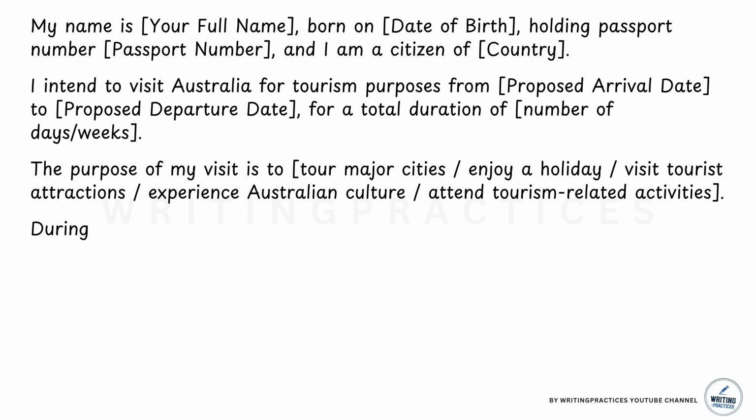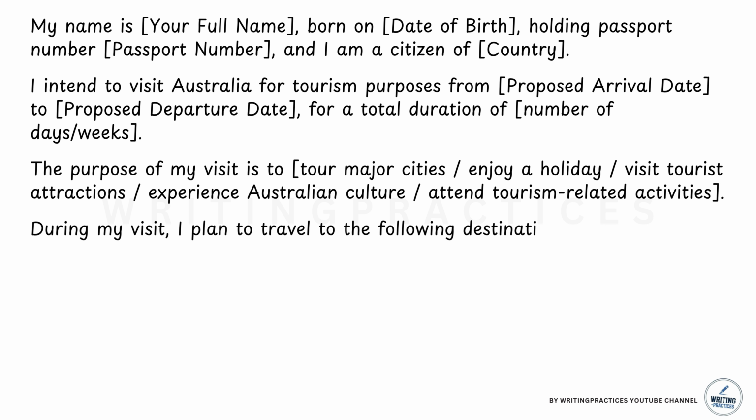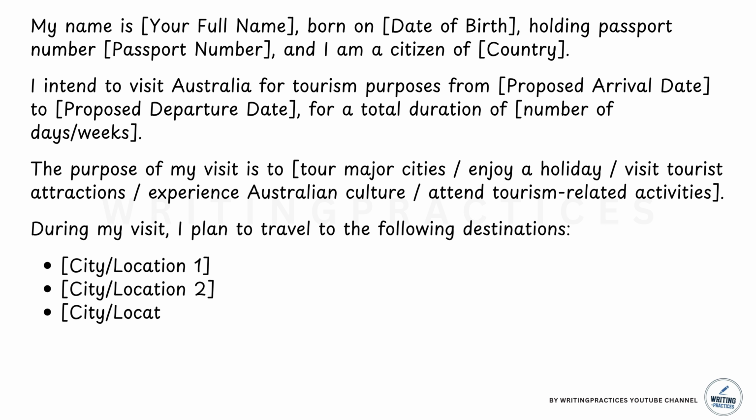Fifth paragraph. Destinations to be visited. List the places you plan to visit. Example: Sydney, Melbourne, Gold Coast. This helps immigration officers understand your tourism plans in Australia. It shows that your visit is organized and focused on legitimate travel activities. Choose destinations that match your itinerary.